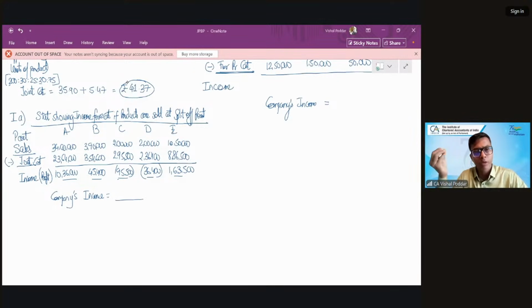Medha beta, how do you calculate sale value? It is selling price multiplied by selling units. So you have the units at the start of the question multiplied by the selling price. You are given two selling prices. First at split off, second after further processing.